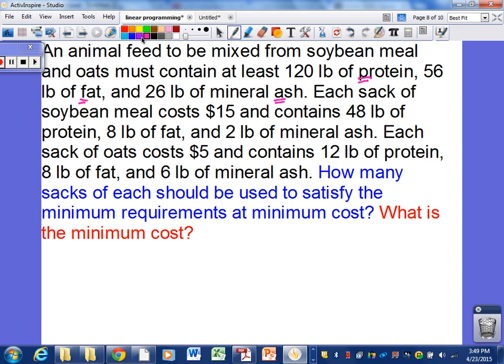So let's organize our information. What things are we talking about? Okay, we're talking about sacks of soybeans, and we're talking about sacks of oats. So soybeans and oats. Okay, so let's see, what about soybeans and oats? Well, they each have a cost, first of all. Let's do the cost. Soybeans cost $15. Oats cost $5.